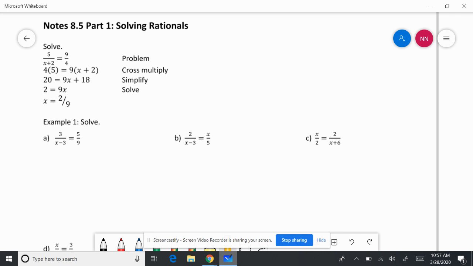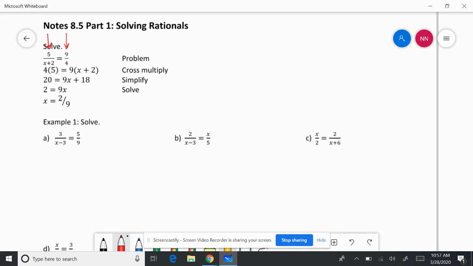What we're going to do today is we're going to solve rationals. There's two different ways we're going to solve rationals. One is when there's two terms, and the other one is when there's three terms. Today we're going to do two terms, and tomorrow we're going to do three terms.